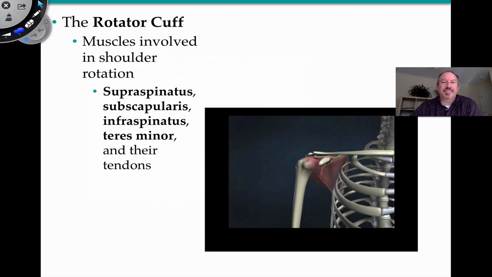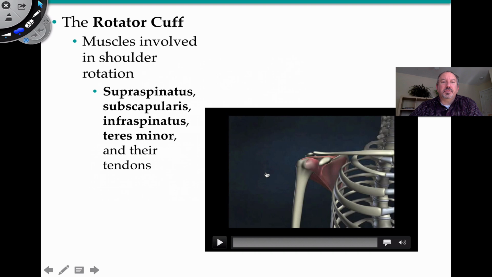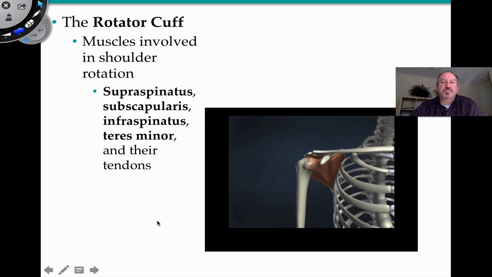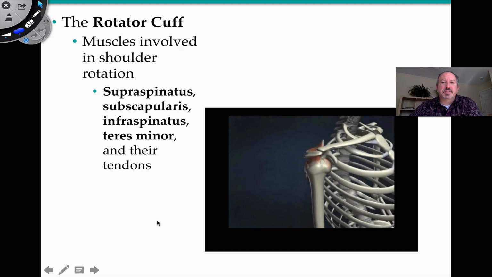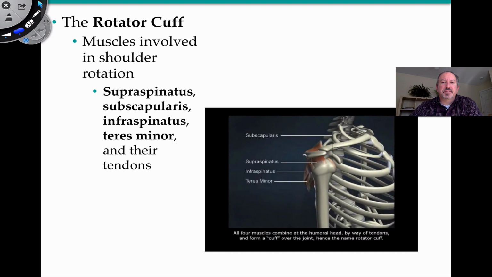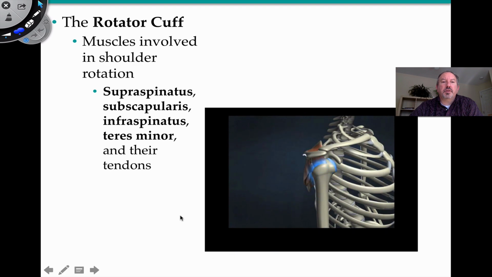Okay, there we are. So the muscles involved in the rotator cuff, there are 4 of them. All 4 muscles combine at the humeral head by way of tendons and form a cuff over the joint, hence the name rotator cuff. So again, it's very important.